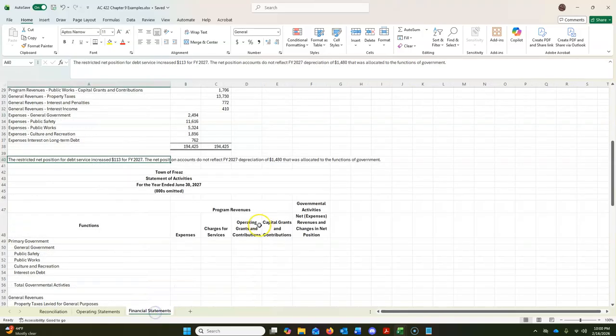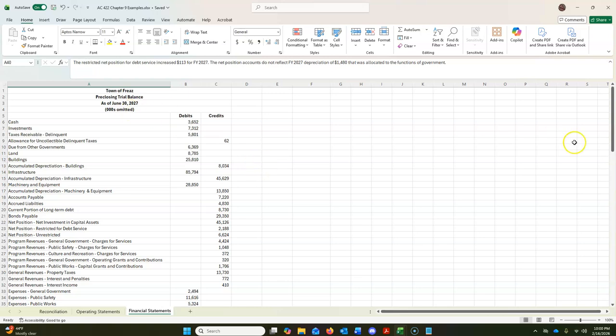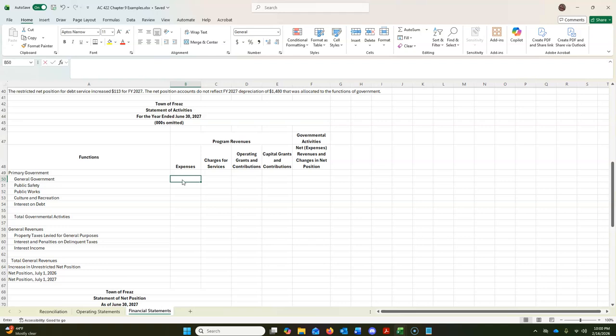Next, we're going to look at preparing the financial statements from a trial balance. When we're looking at that, we're going to start with the statement of activities. You can see here that we start with expenses for the primary government, and include any charges for services, operating grants and contributions, and capital grants and contributions. So this is for our statement of activities, and we're going to get that information from up here.